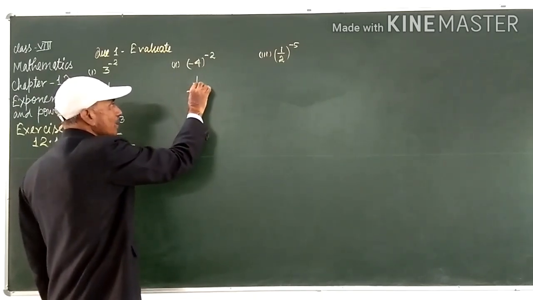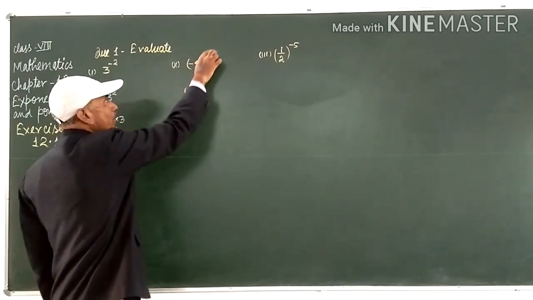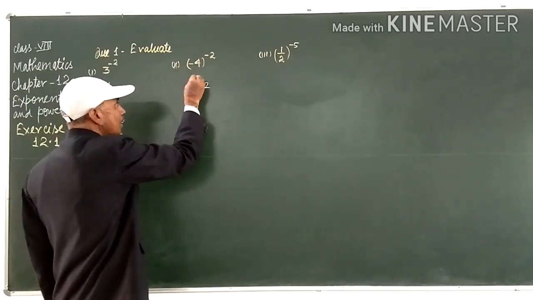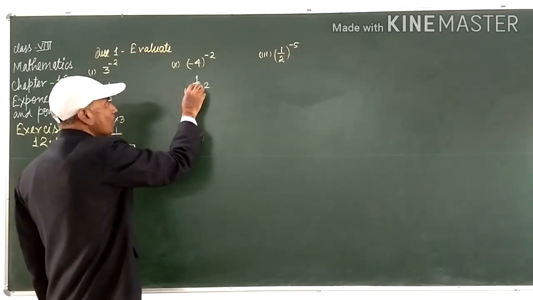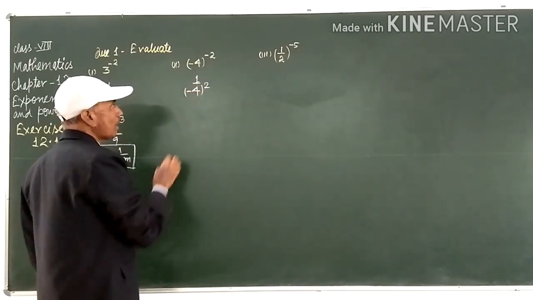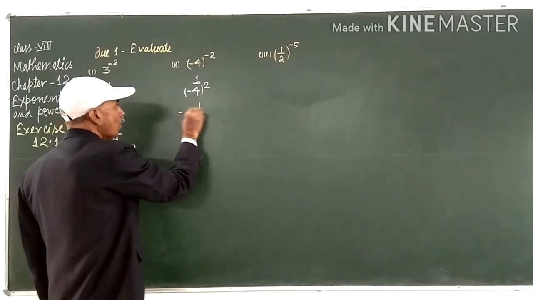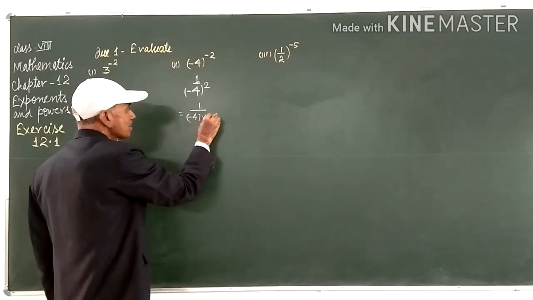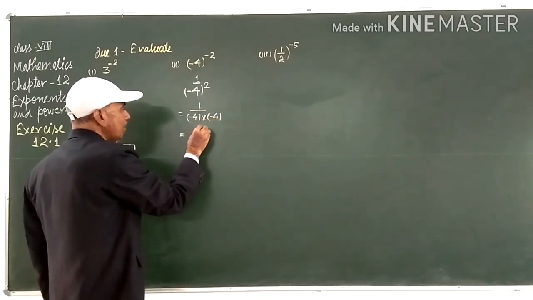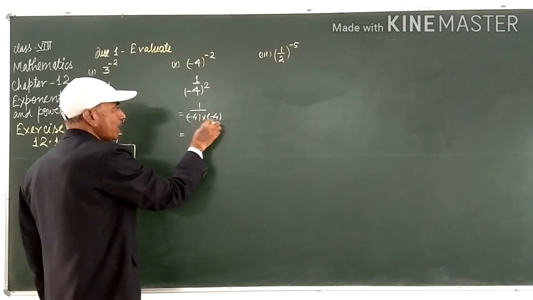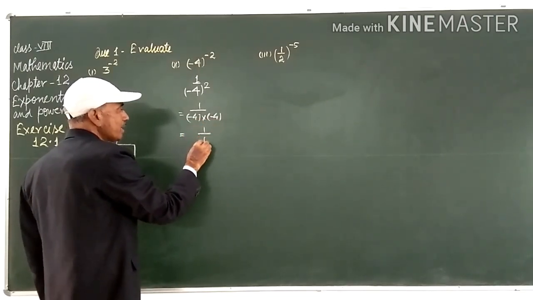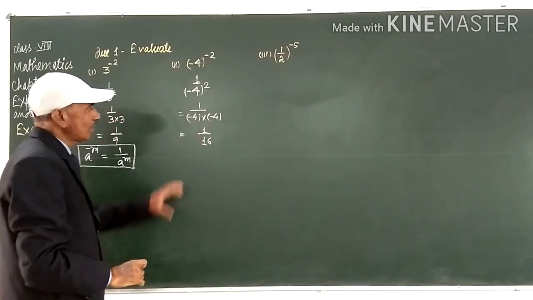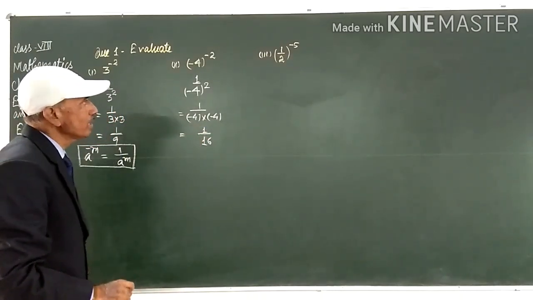This will not change, this will remain negative here, but the power will be changed. The exponent will be changed after writing it 1 by minus 4 to the power 2. It means 1 by minus 4 into minus 4, and minus into minus will be plus, 4 4s are 16, and your answer will be 1 by 16. The value of this will be 1 by 16.